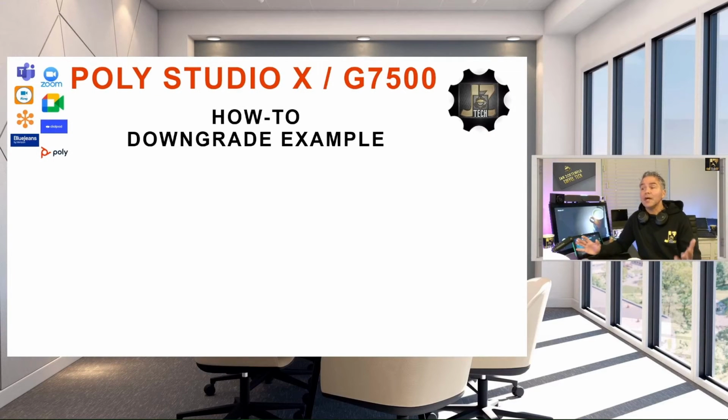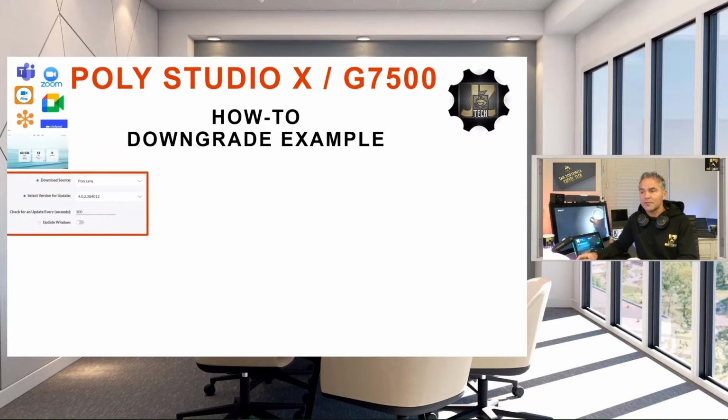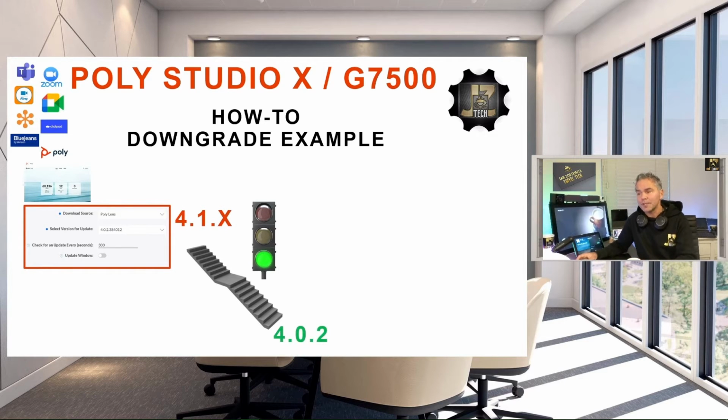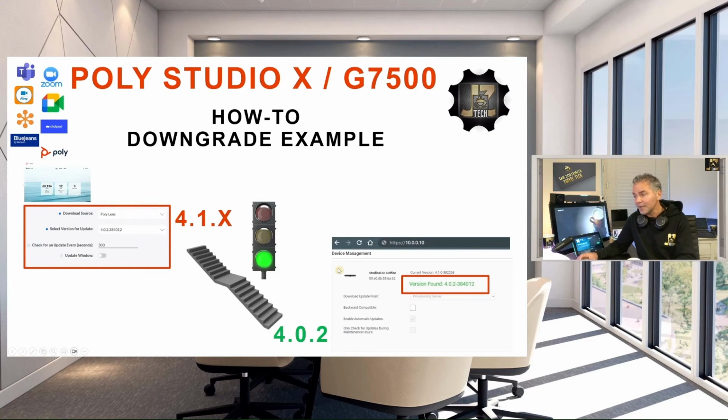Now let me give you a downgrade example. For example, here I got my StudioX hooked up to PolyLens, which is running a 4.1 release. I need to downgrade to 4.0.2. Well, in PolyLens you can select a specific version, set here the 4.0.2, and what you will see in the web interface of your StudioX is that it will prompt you to install the 4.0.2. So as I said, you can always go backwards if needed.